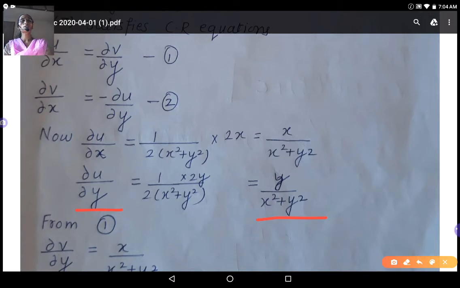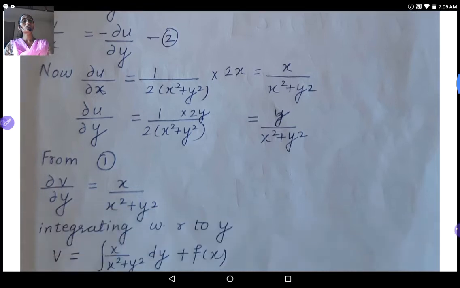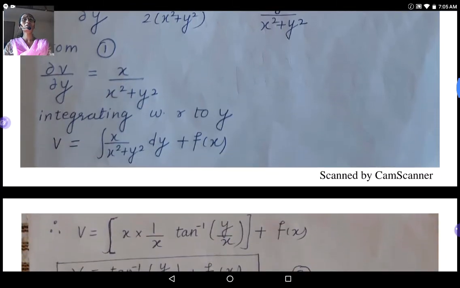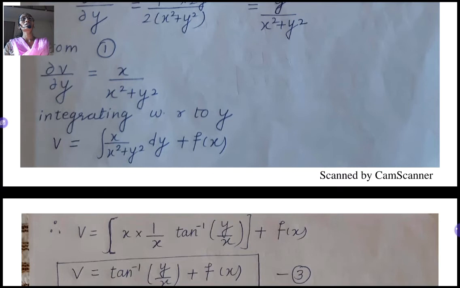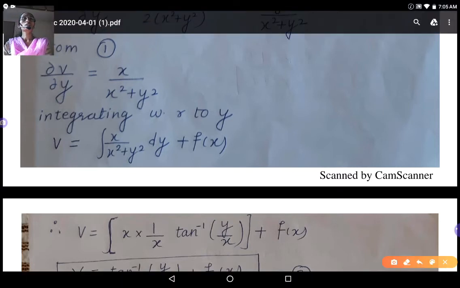Now once you found the two derivatives, delta u by delta x and delta u by delta y, what is the first step for us? We'll use one of the CR equations. U is given and you want to find v. If you apply the first CR equation, delta v by delta y is equal to delta u by delta x, that is x upon x square plus y square.